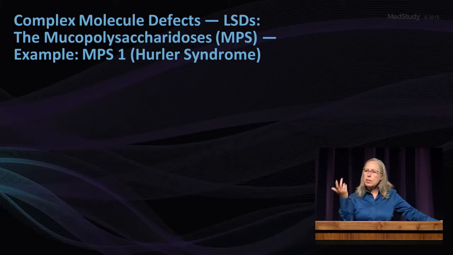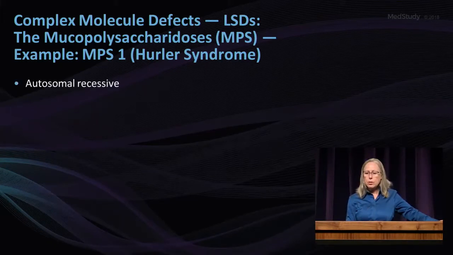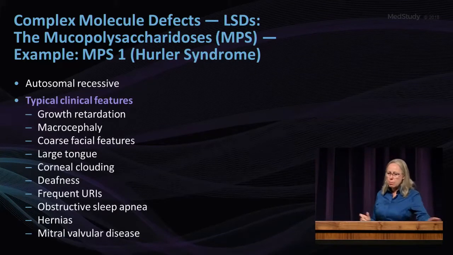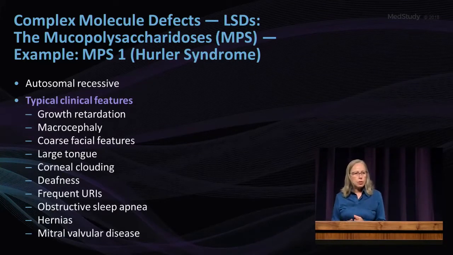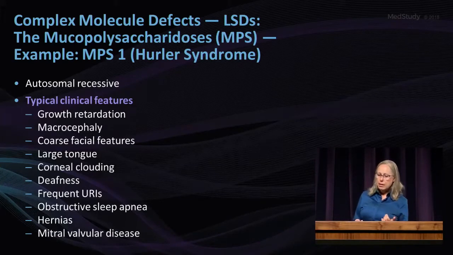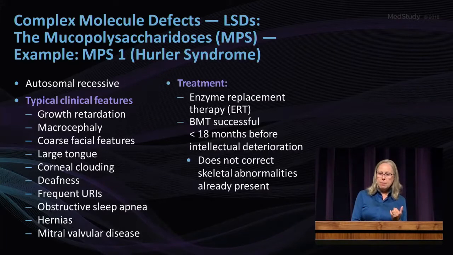What's the word I'm looking for? Not the pathognomonic, but the characteristic one that they love to test on is Hurler syndrome, or MPS 1. It's autosomal recessive. Typical clinical features: growth retardation, macrocephaly, coarse features, large tongue, corneal clouding, deafness, frequent upper respiratory infections, obstructive sleep apnea, hernias, and mitral valve disease.